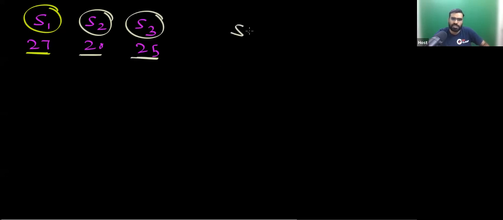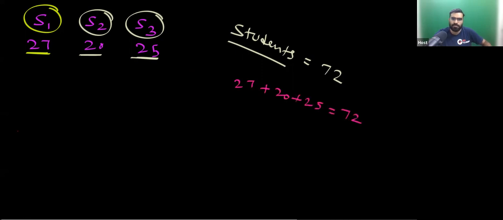And total, how many students are there? Total 72. Is this total equal to 72? Can I say 27 plus 20 plus 25 is equal to 72? So yes, this is equal to 72, right?